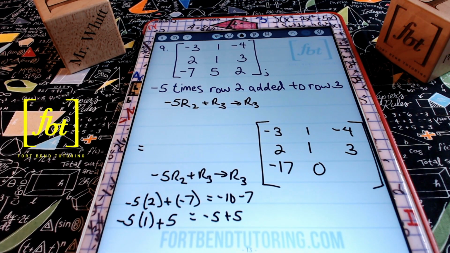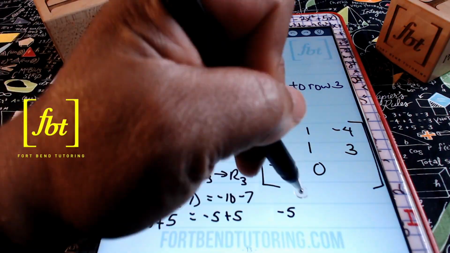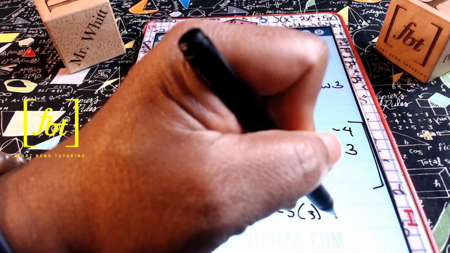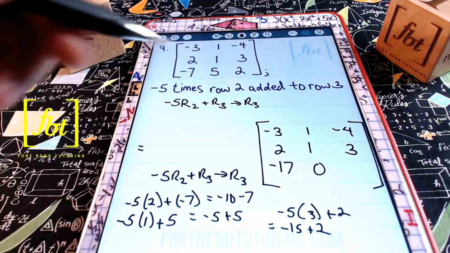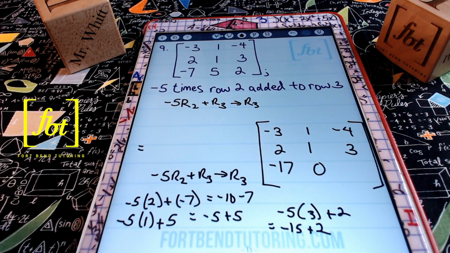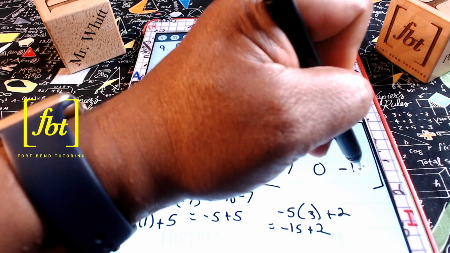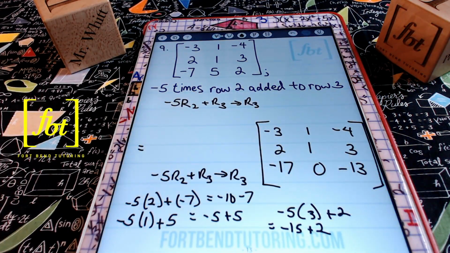Finally, you have -5 times 3 plus 2. Well, this is negative 15 plus 2, which gives us a result of negative 13. So we have negative 13 here for our final element in our resultant matrix.